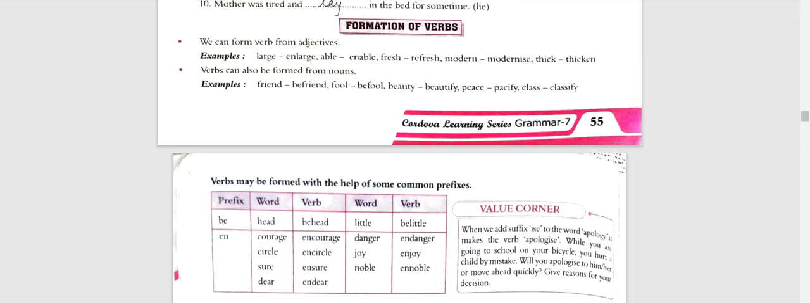Moving on to the next part, which is formation of verbs. Verbs कैसे बनते हैं? Verbs को हम form कैसे करते हैं? We can form verbs from adjectives, right? How? Say large is a word. Now, how to make it a verb? Enlarge. We have added en ahead of large. En plus large becomes enlarge.